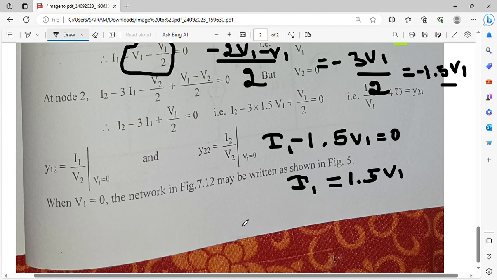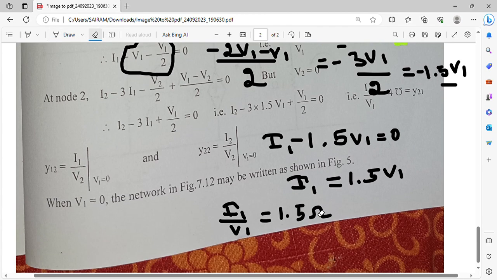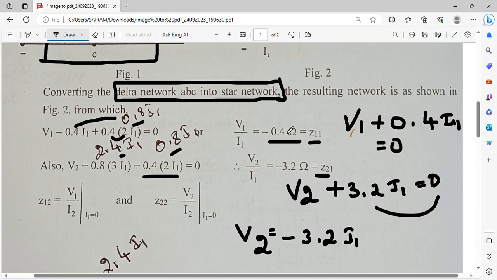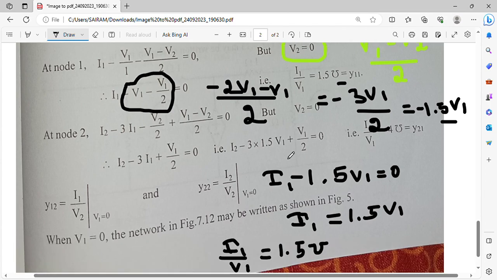So it is nothing but my I1 by V1, which is equal to 1.5 ohm, which is nothing but your Y11, right? You are supposed to write it as the inverse, not like this. In the case of the Y parameter, it's an admittance parameter. You can see here it is written as ohm, but there you are supposed to write it inverted, right?